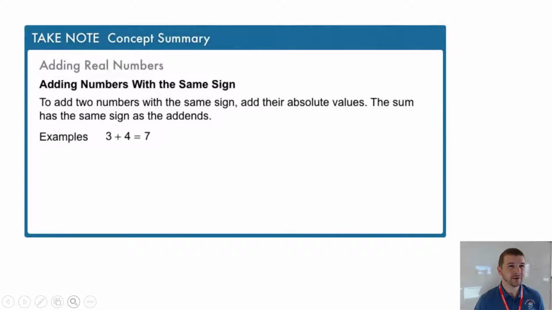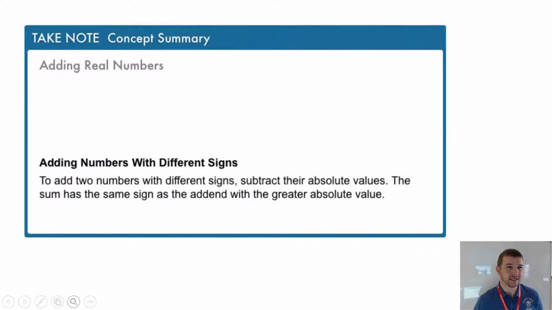For example, 3 plus 4 equals 7. We could think of this as the absolute value of 3 plus the absolute value of 4 equals 7. Negative 3 plus negative 4 equals negative 7. So again, we can think of this as the absolute value of negative 3 plus the absolute value of negative 4, but then we have to apply the same sign as the addends, and that's negative.